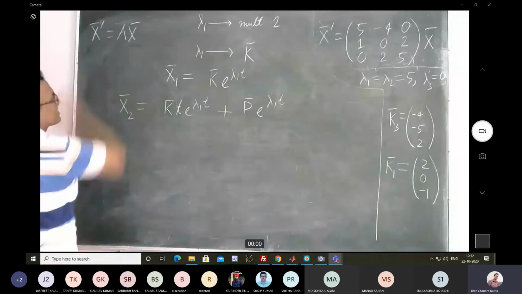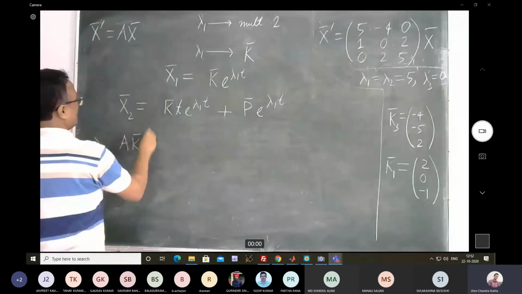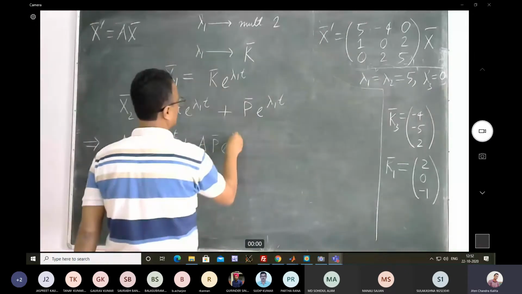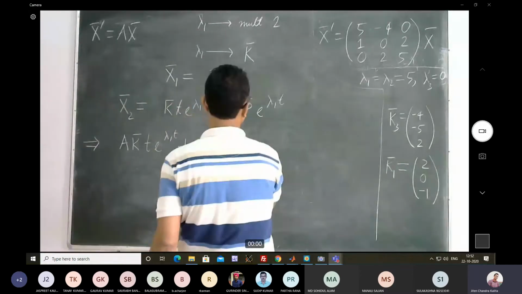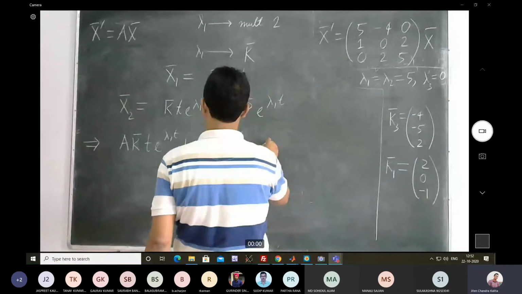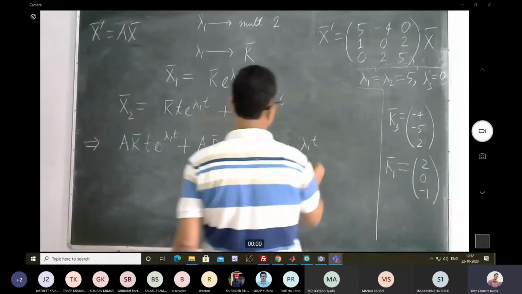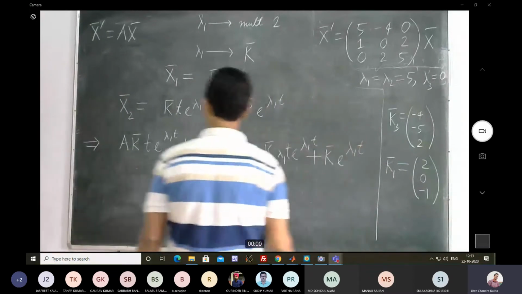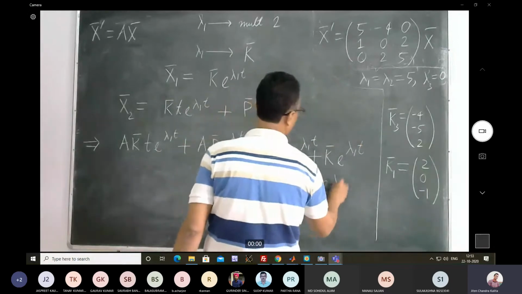Let me write this down first so that it is easier to visualize later on. If I find this derivative, it is simply k lambda 1 t e to the power lambda 1 t plus k e to the power lambda 1 t, and then plus p lambda 1 e to the power lambda 1 t.